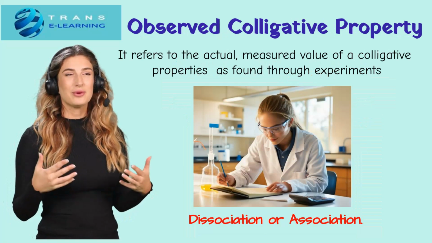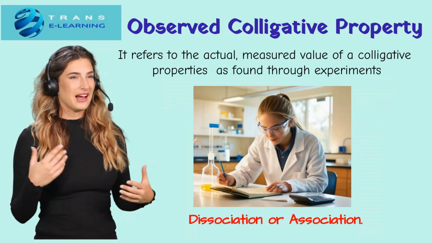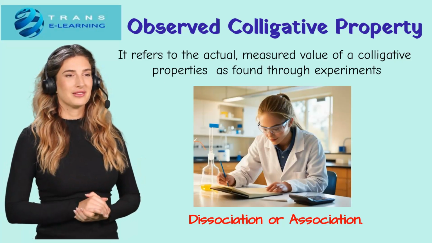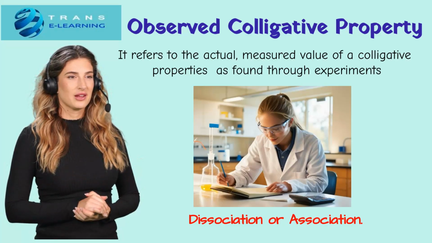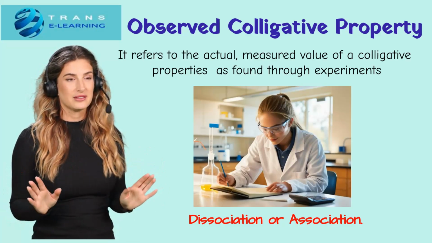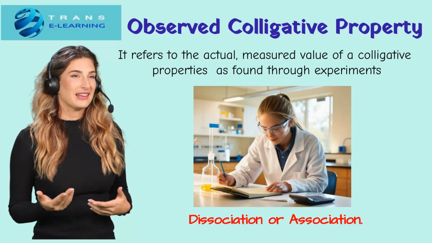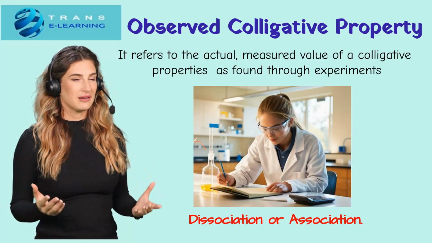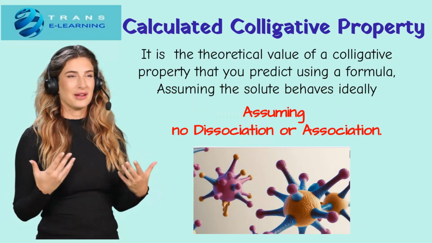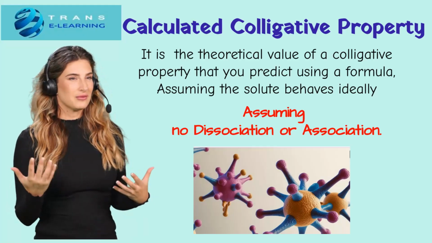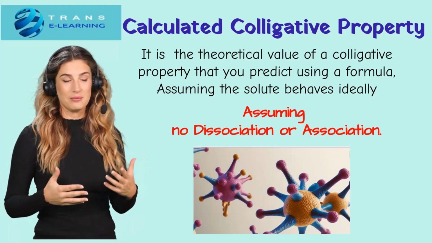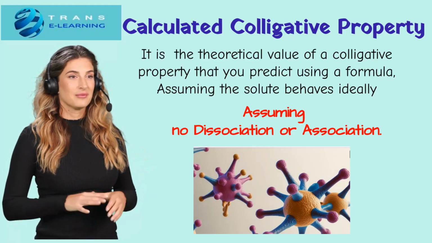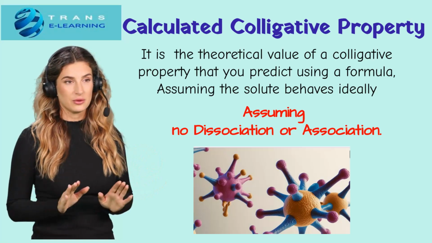Observed colligative property refers to the actual measured value of a colligative property as found through lab experiments. In simple terms, it shows how the solution actually behaves when a solute is dissolved, considering any dissociation, breaking into ions, or association, combining of molecules. Calculated colligative property is the theoretical value of a colligative property that you predict using a formula, assuming the solute behaves ideally, which means assuming no dissociation or association.